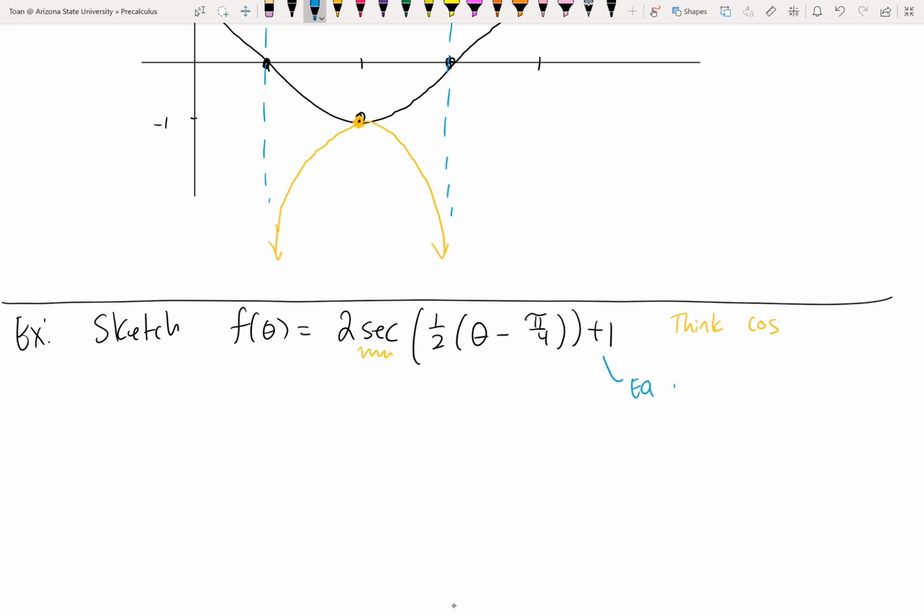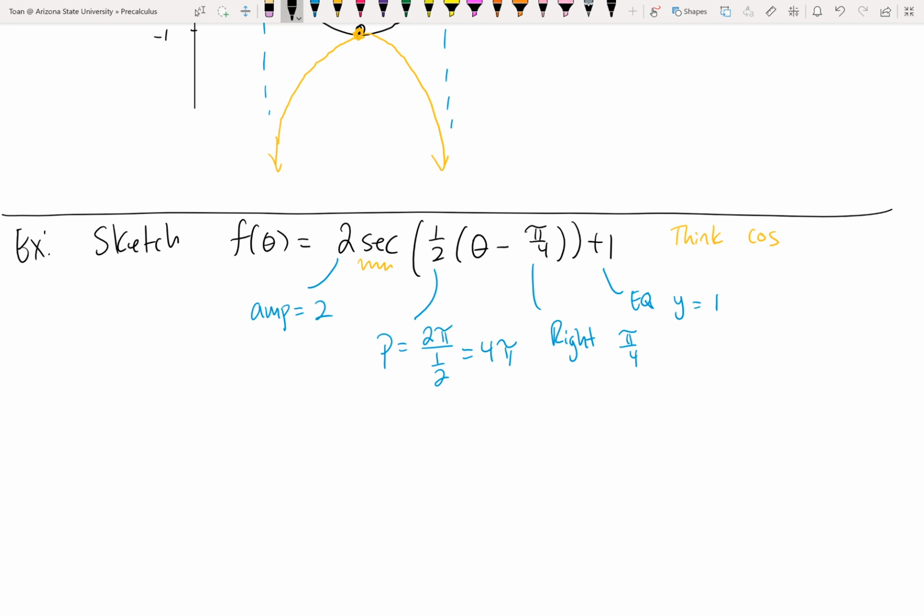So we know the equilibrium line is at y equals 1. We have a right shift of pi fourths. I know my new period, since I'm thinking of cosine, is 2 pi over 1/2, which is 4 pi. And then I have an amplitude of 2. Right? So this should just be a rehash of sine and cosine. So since my period is 4 pi, my interval will be 0 to that new period, 4 pi. But we had a phase shift of right by pi fourths. So my new interval that contains one full picture will be pi fourths to, what is that? 17 pi fourths.